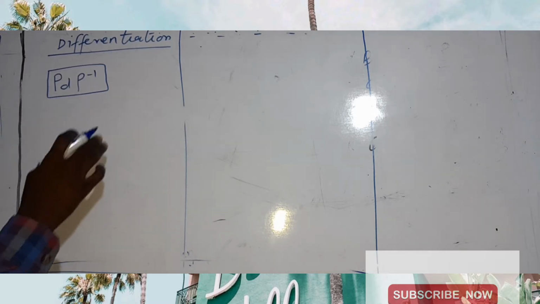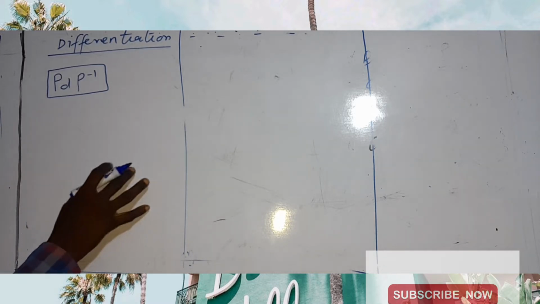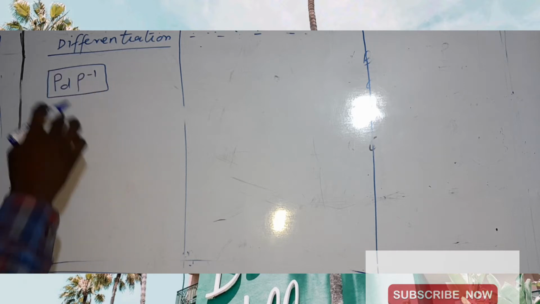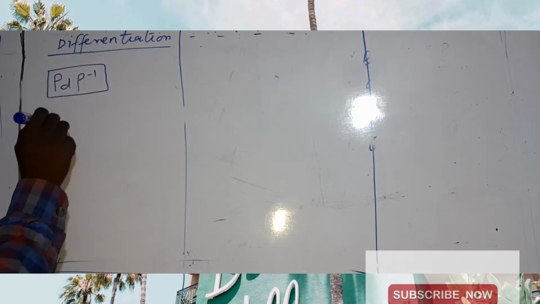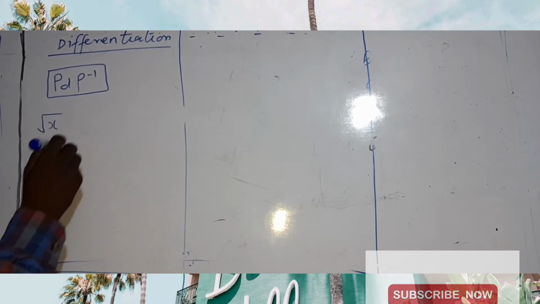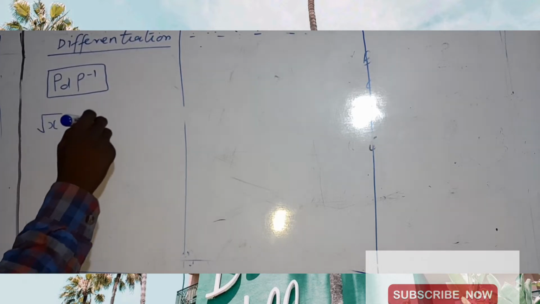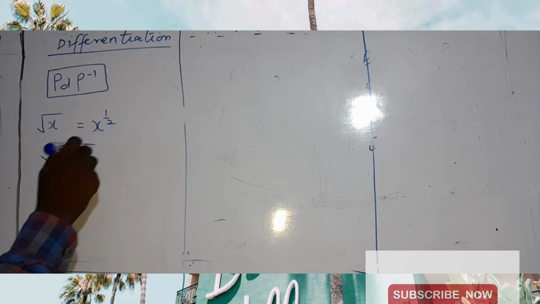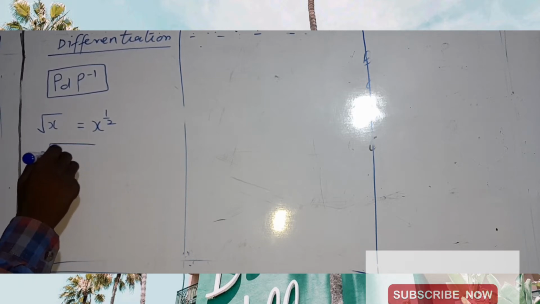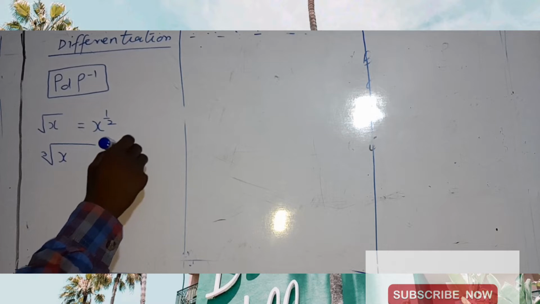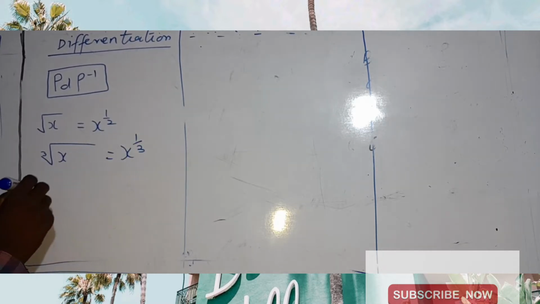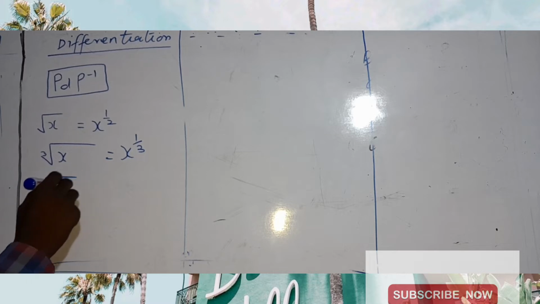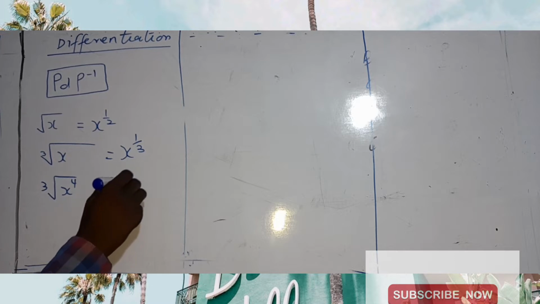Now, before we start using the rule, let's look at how to write some expressions in exponent form. If we have the square root of x, let's put it in power form. It's the same as x raised to the power 1 over 2. If you have the cube root of x, this gives you x raised to the power 1 over 3. If you have the cube root of x raised to the power 4, the rule is that the inside one should be at the bottom and the 4 at the top, so this gives us x raised to the power 4 over 3.